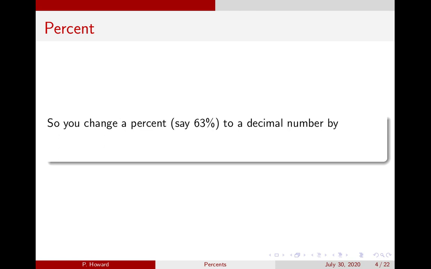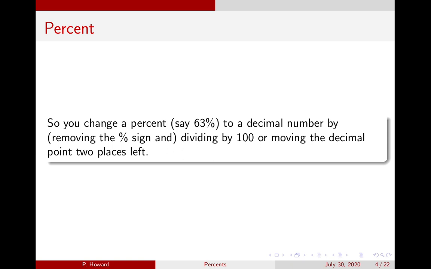Okay, so changing a percent to a decimal is a fairly easy process. You remove the percent sign and divide by 100. 63% means 63 over 100. And as we know, dividing by 100 means moving the decimal point 2 places to the left. So 63% is 0.63.